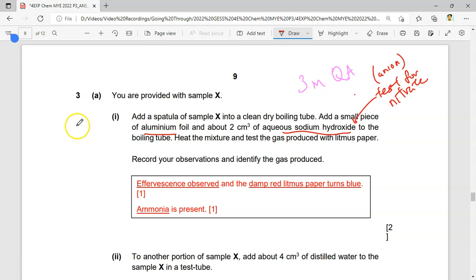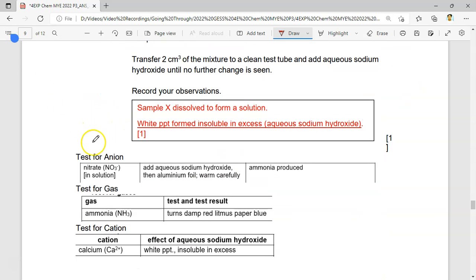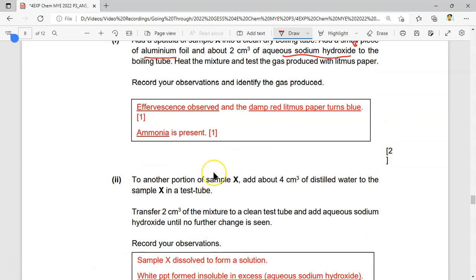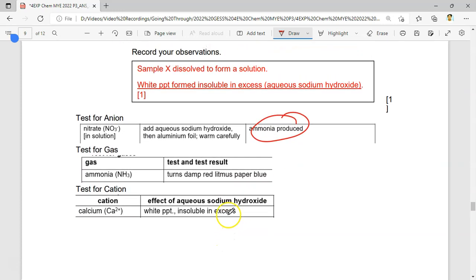So your eye should straight away zoom into your observation, to your data booklet, test for nitrate. What exactly should I see? Ammonia produced. Now, you know ammonia produced is not an observation. How do you know ammonia is produced? It's actually when you say that the damp red litmus paper turned blue. Isn't this something that I saw just now? Yes! Where do you see damp red litmus paper turn blue?